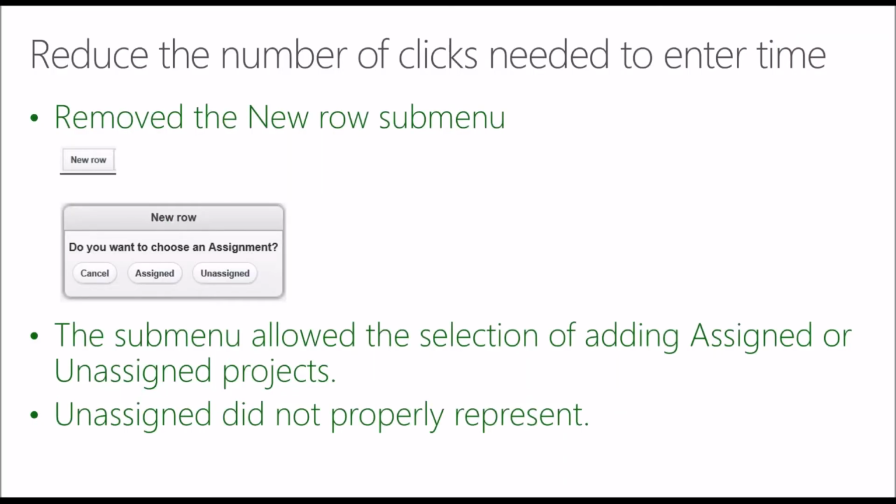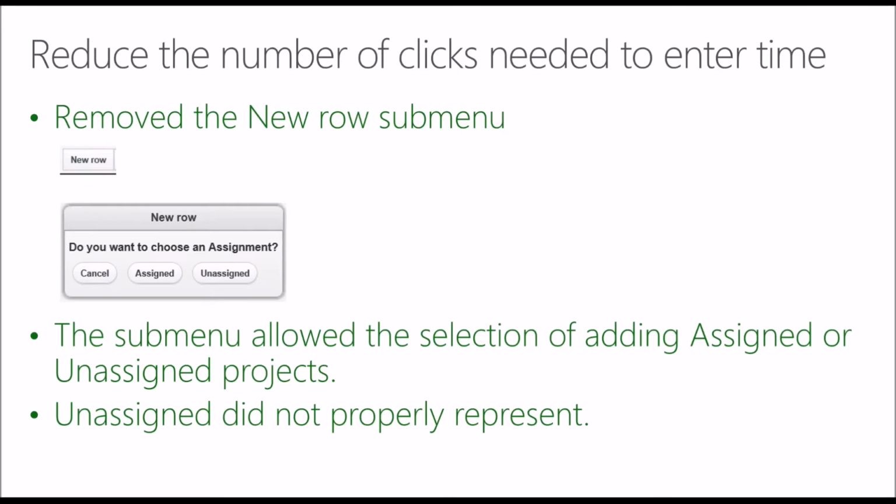So the first area that we're going to talk about today is in the time card entry area. The first came through a series of requests to change the number of clicks that are needed to get to the entry of your data in the time card entry screen. Currently, if you're on a previous version, you have to click on the New Row button, which would bring up a sub-menu where you choose whether you wanted to choose projects that have been assigned to you or have not been assigned to you. A couple things came from that.